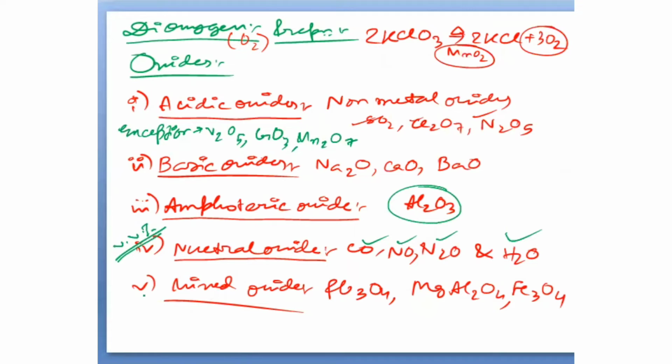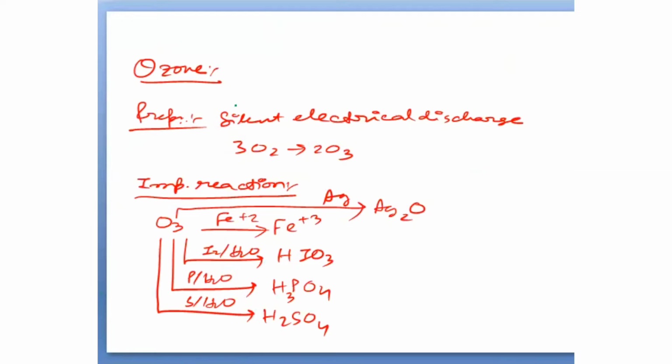Then comes our mixed oxides. It is also very, very important. So what are they? That is Pb3O4, MgAl2O4 and Fe3O4. Next is our ozone or O3.